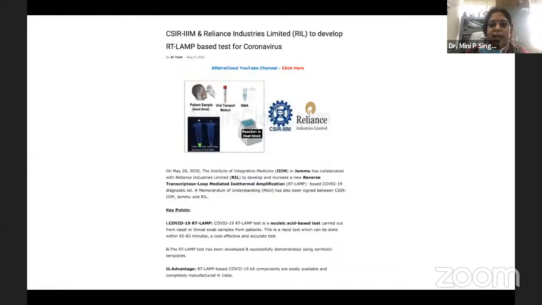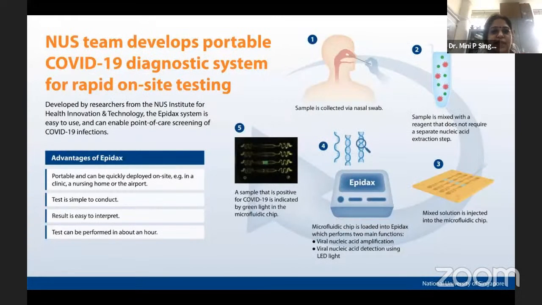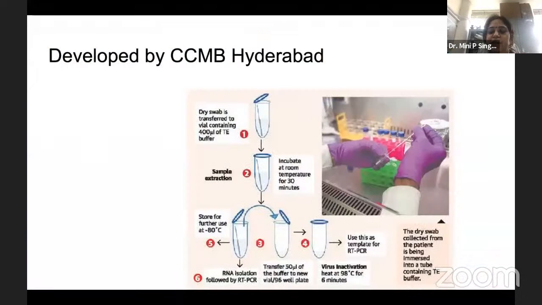And this is another test, again based on the same principle. And this is another test known as reverse transcriptase LAMP. This has been developed, and it will also be very useful because it will help in rapid diagnosis of infections. So these are some of the rapid diagnostic tests which are in use. We have been talking about escalating the testing, with more and more labs and more and more numbers being added. At the same time, it was important because most of the kits for testing were shipped from abroad.